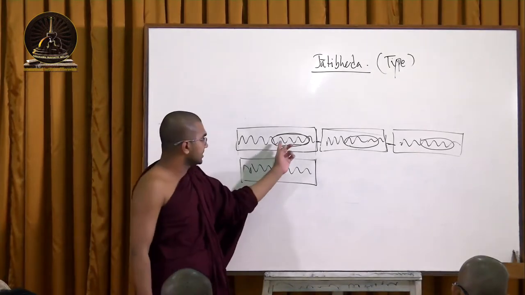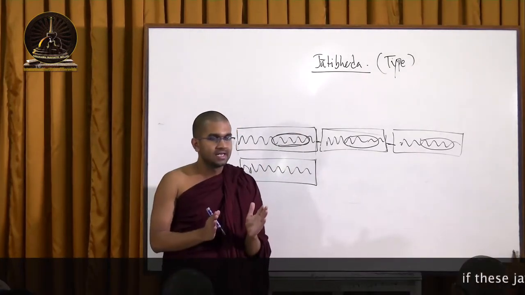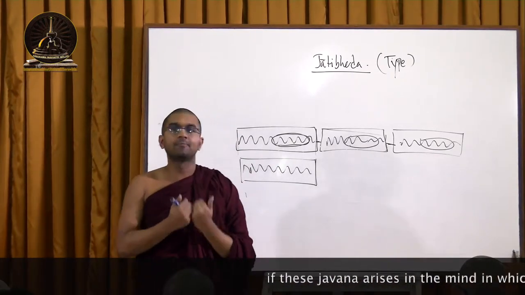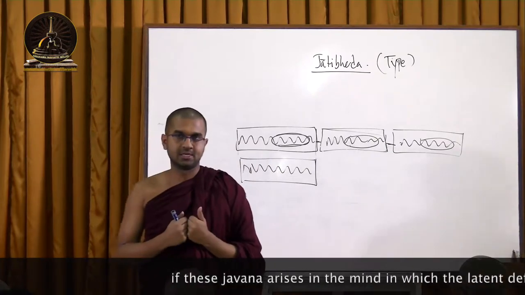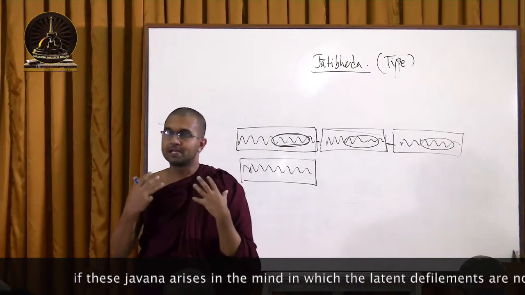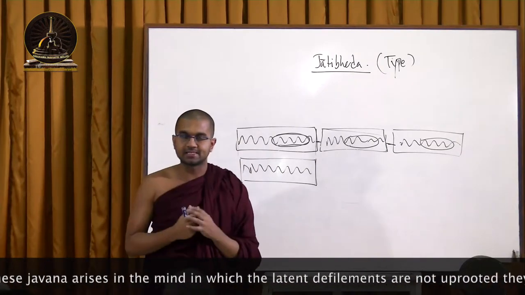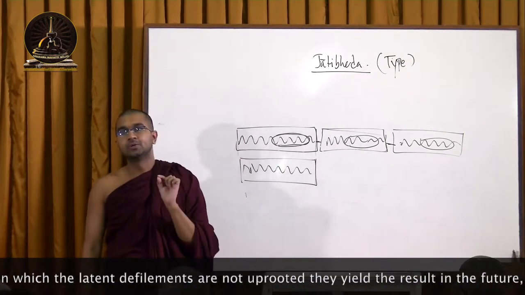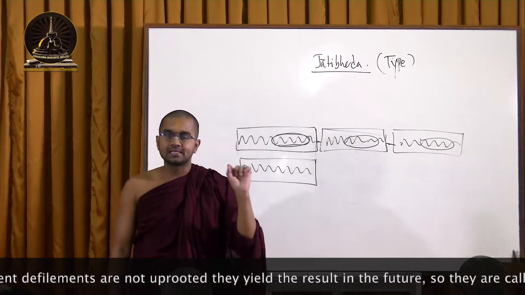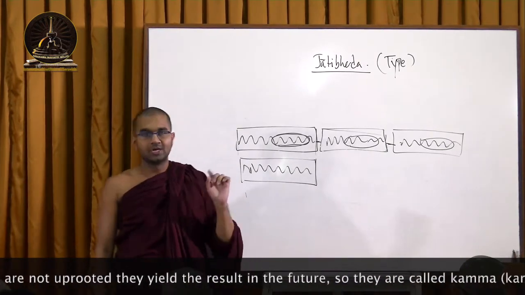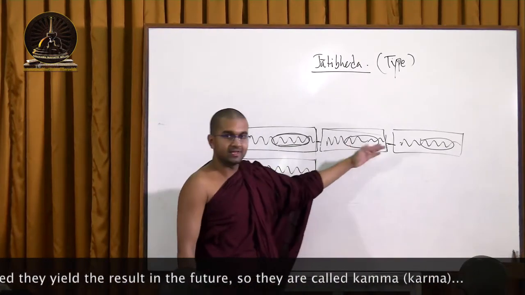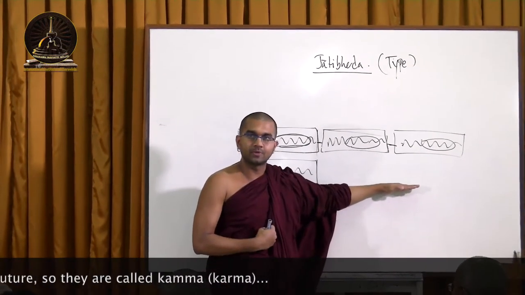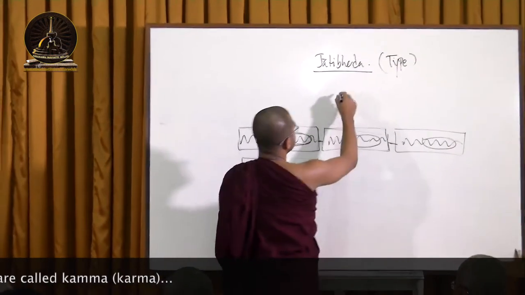When these powerful consciousnesses arise in a mental stream where the latent defilements are not uprooted, meaning in non-arahants, beings who have not completely purified themselves in the mental sense, they get a potency to yield results in the future. So these types of consciousness, when they arise in a mind stream where the latent craving is not uprooted, we call them karma.